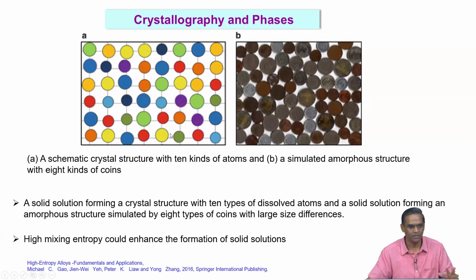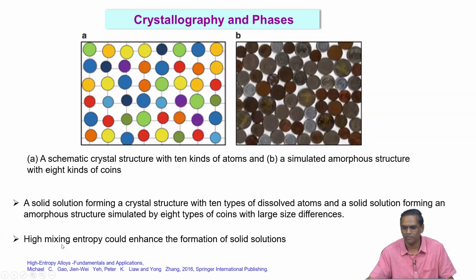We always call the matrix the component which is more, right? That is a conventional metallurgical terminology. But here we say it is dissolved atoms and a solid solution forming an amorphous structure simulated by 8 types of coins with large size differences. Okay. So thermodynamically, the point we are trying to understand is that high entropy mixing could enhance the formation of solid solution. This is a very basic physical metallurgy idea, and from there we will take it up.